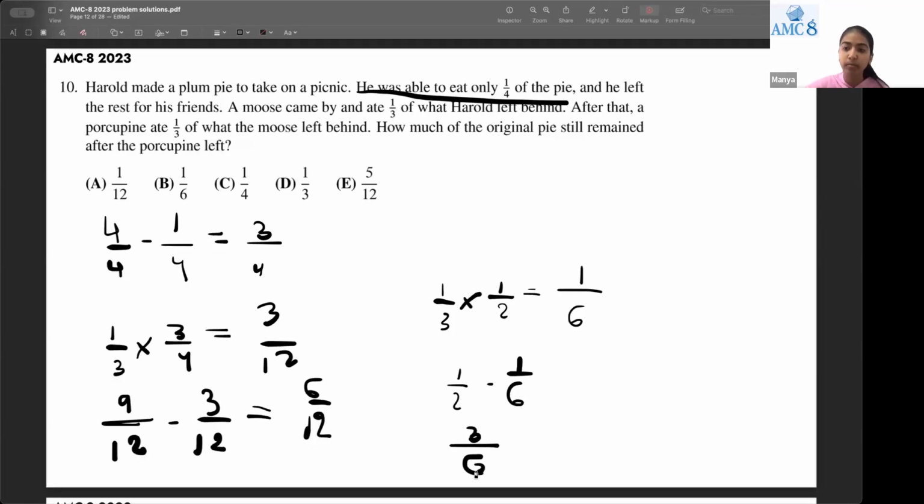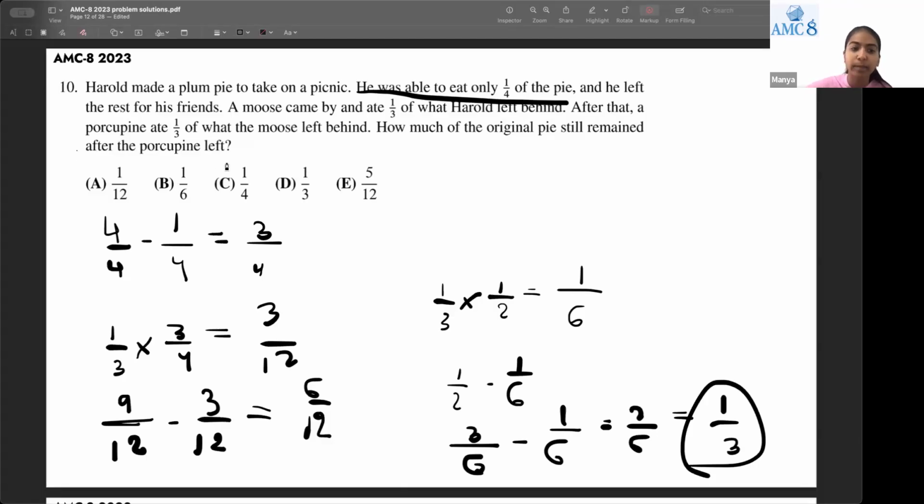Just multiply the numerator and the denominator by 3. We're going to be getting 3 by 6 minus 1 by 6, which is equal to 2 by 6. And if we divide by 2 the numerator and the denominator, then we're going to be getting 1 by 3. And so 1 by 3 of the pie is still remaining after the porcupine left. And that's how we got our answer choice D.